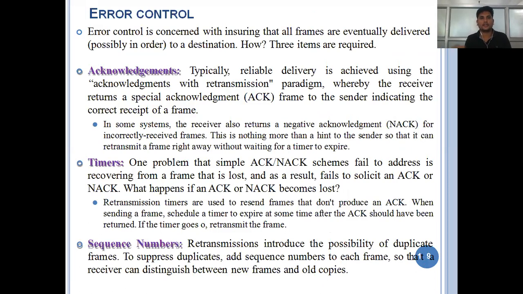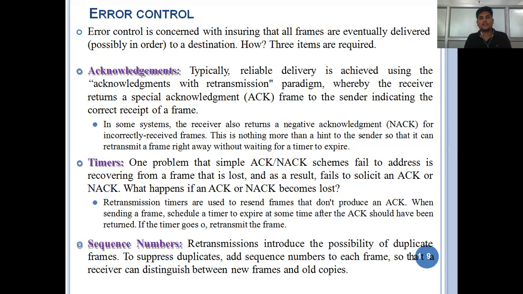Next we discussed error control, how it controls errors, and how it identifies whether a frame is delivered to the destination or not. For that purpose, we discussed the acknowledgement, timer, and sequence numbers in the past video. If the sender sends a data frame, it waits for the acknowledgement or negative acknowledgement. If it is an acknowledgement, the frame is successfully delivered. If it is a negative acknowledgement, the frame is not successfully delivered to the destination, so it immediately resends the frame.